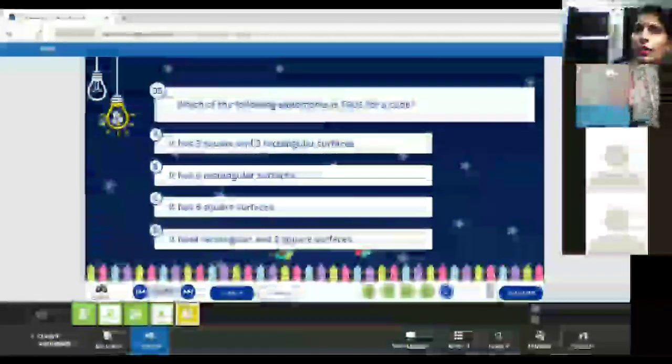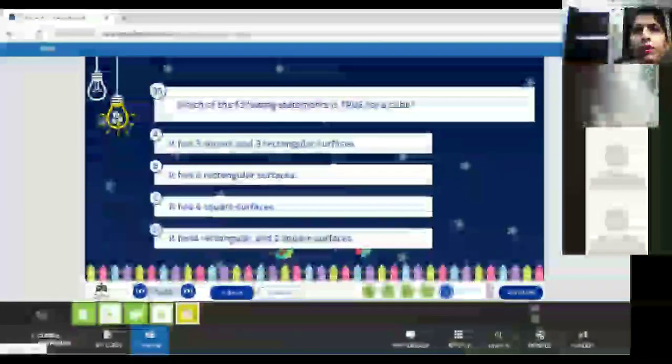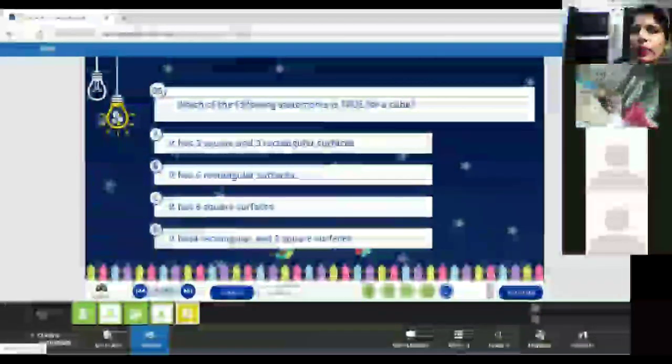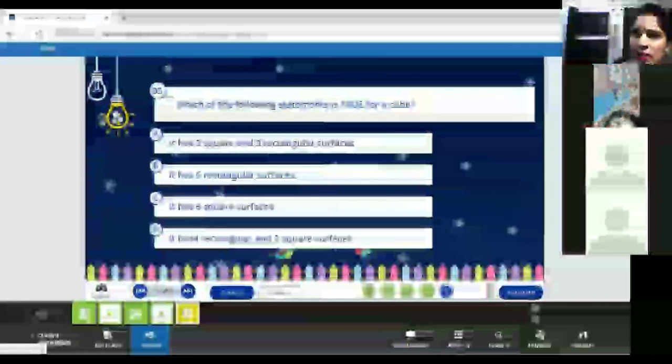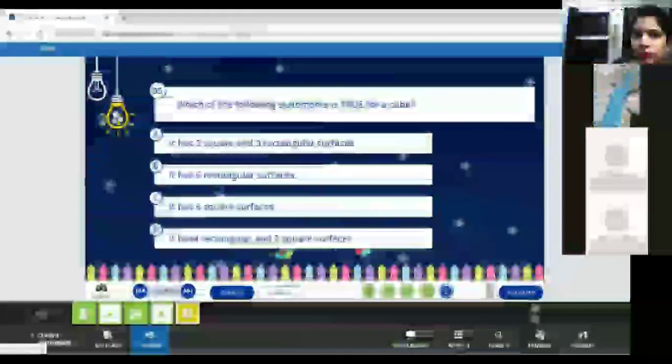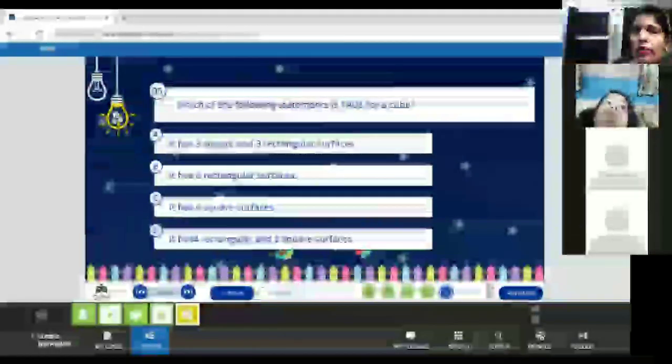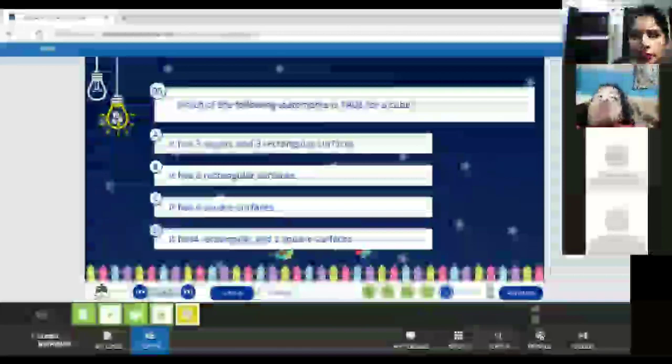Last question I am having. Which of the following statements is true for a cube? It has 3 square and 3 rectangular surfaces. It has 6 rectangular surfaces. It has 6 square surfaces. And it has 4 rectangular and 2 square surfaces. So you have to find the correct statement.